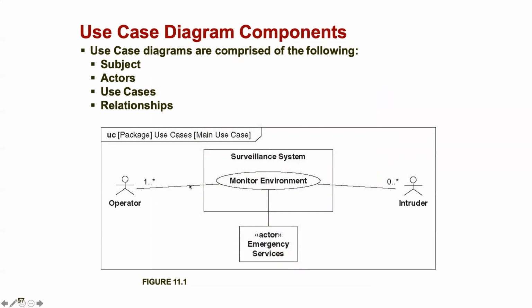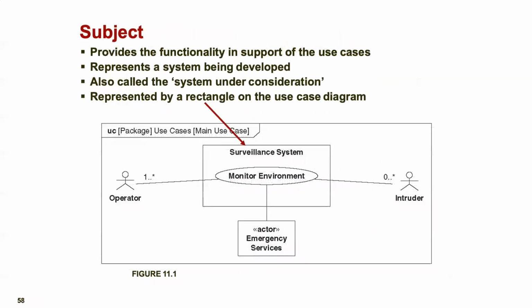And so you have an operator that is engaging with the monitoring system. There's also emergency services if something does take place. And here is an example where we're looking to see if there is an intruder. So there needs to be at least one operator that's monitoring the environment. And what we would hope for is zero intruders, but there's zero or more intruders that would actually be engaged. And so we're capturing those details in this diagram.